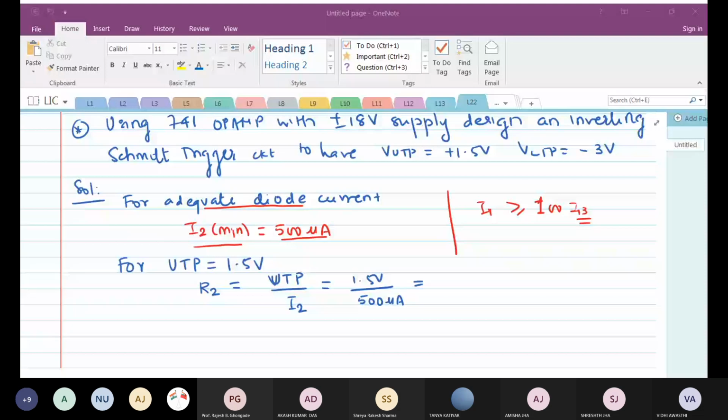1.5 volts. Are you able to see the OneNote page? Yes, sir. Okay, fine. Up to that point, 1.5 volts divided by 500 microamperes turns out to be 3 kilo ohms. Was it visible? Three kilo ohms is not visible. Not yet. This is strange.